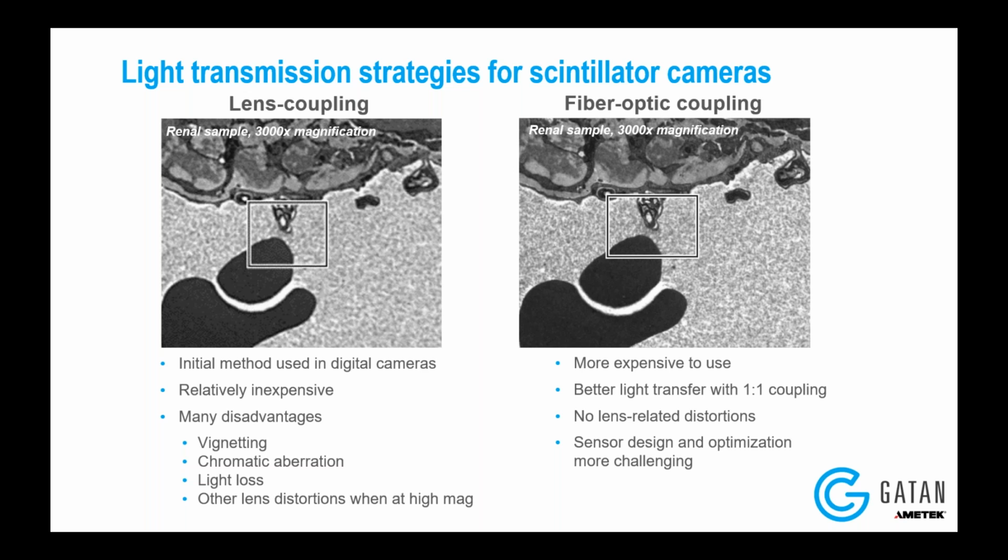And so the ClearView camera, all of the scintillator cameras that Gatan offers have this fiber optic coupled design, specifically 1-to-1 fiber optic coupling, which just means that the diameter of the optical fiber is the same at the scintillator end as it is at the sensor end. So that gives you the best light transfer and removes any lens related distortions from the image.